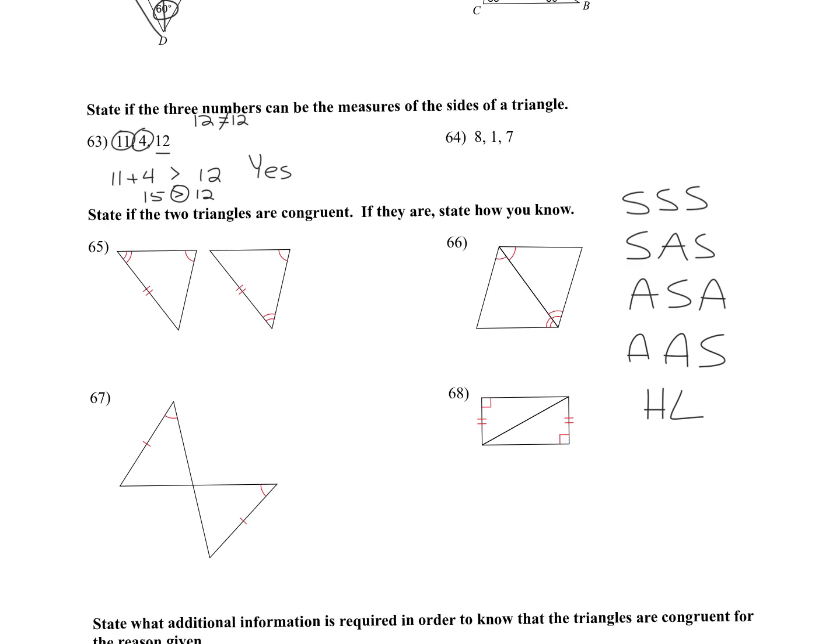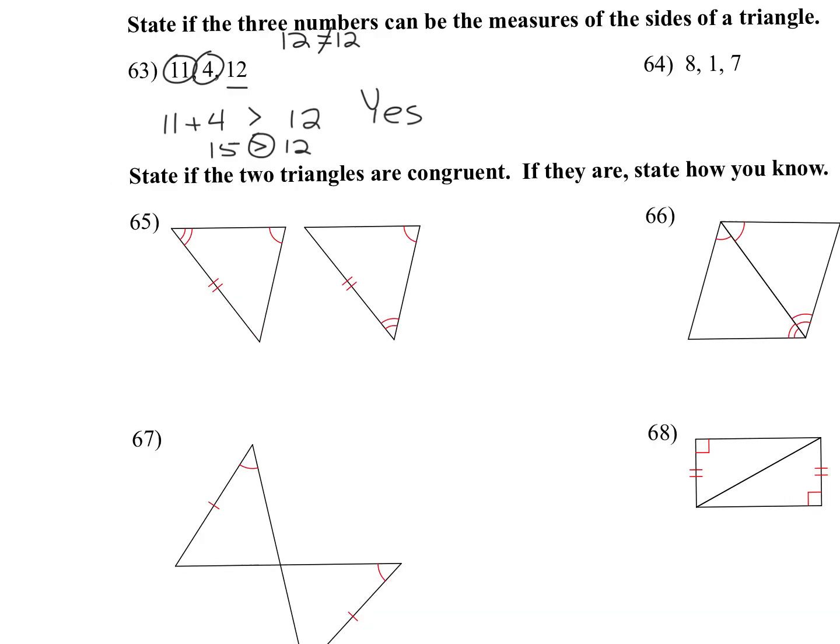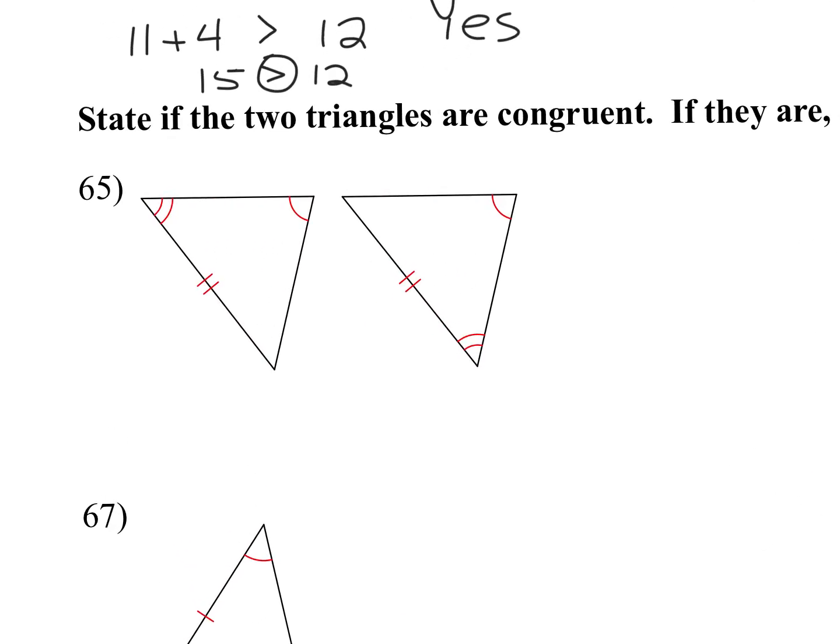Does order matter? Yes. So on 65, let's just start on one end. I'm going to start with the side. Side, angle, angle. Is that a thing? No. If it's not a thing, what do we do? Go backwards. Start on the other side. If I start with angle, angle, side, is that a thing? Yes. Does the other one match? Yes. So this would be angle, angle, side.